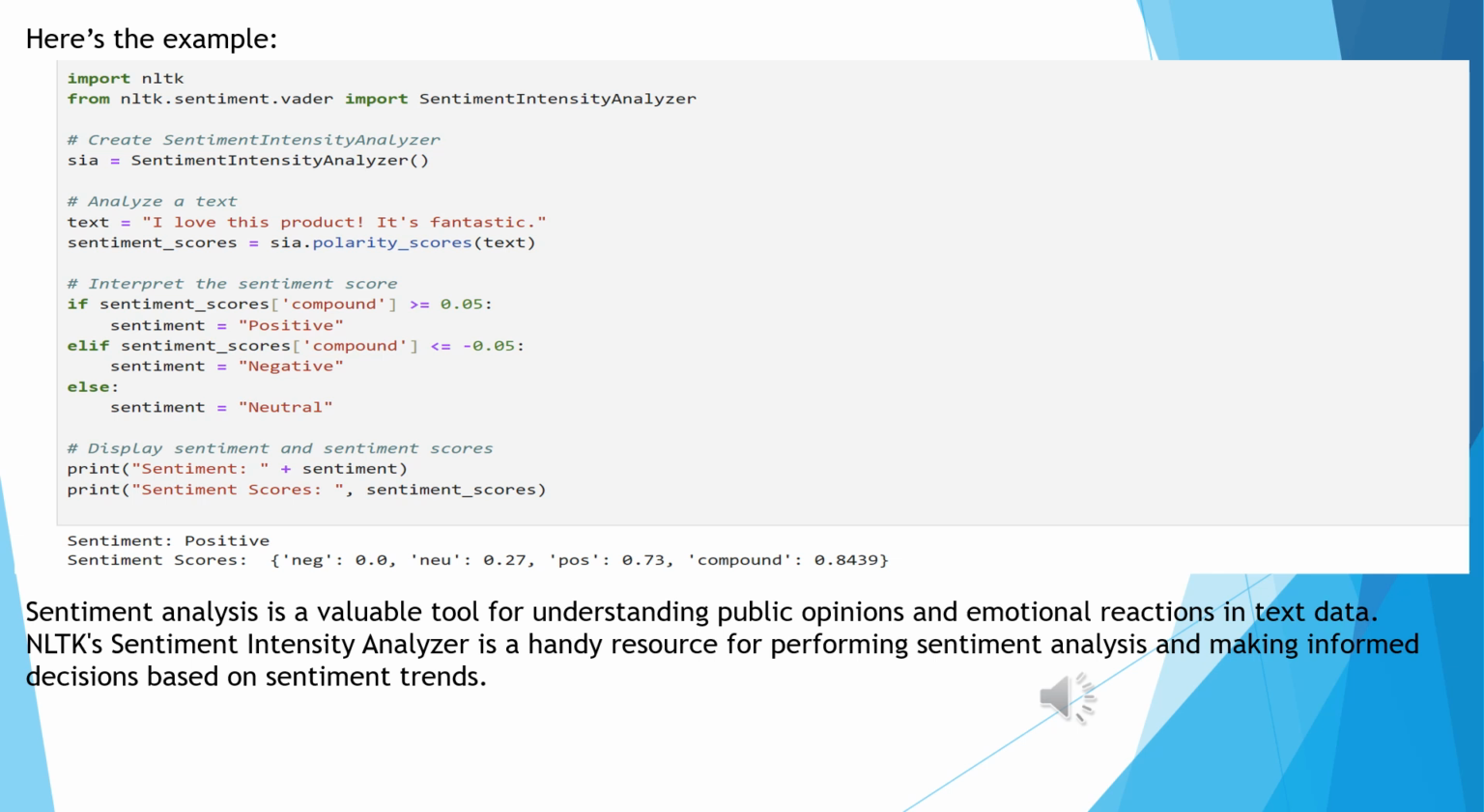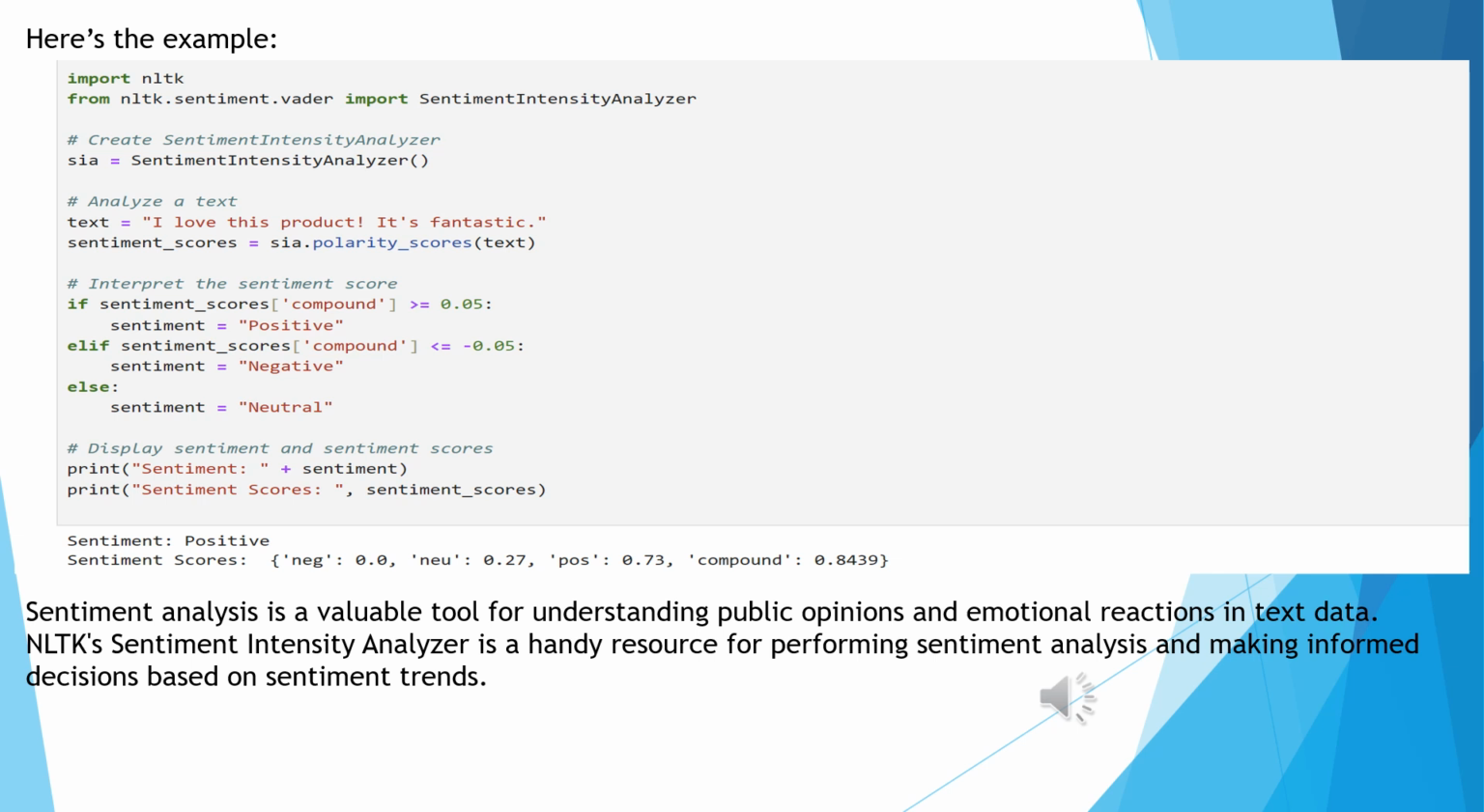In this example, you can see I imported the SentimentIntensityAnalyzer class from nltk.sentiment.vader. For this class, I'm going to create an object called SIA. For this example, I'm going to give a text: "I love this product and it's fantastic." Our Python interpreter, using the NLTK package, will decide whether the score indicates a positive sentiment, a negative sentiment, or a neutral one.